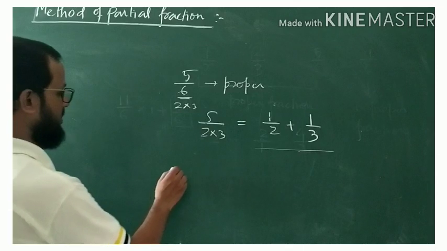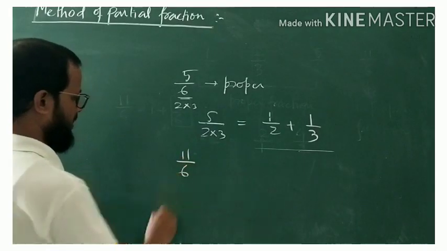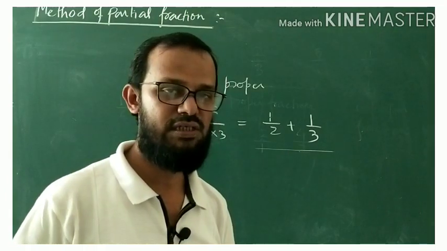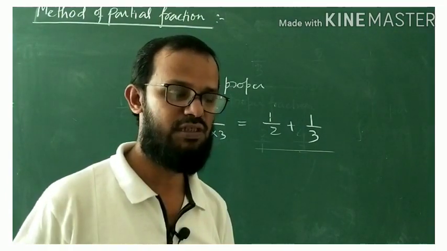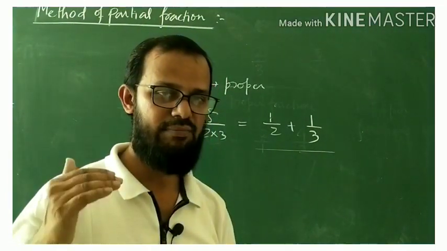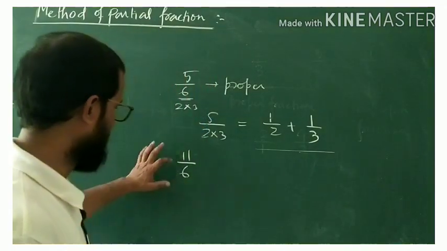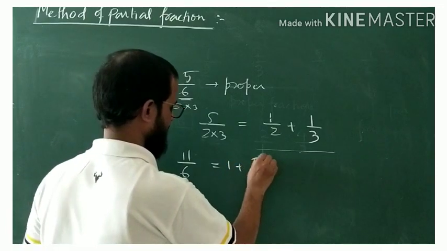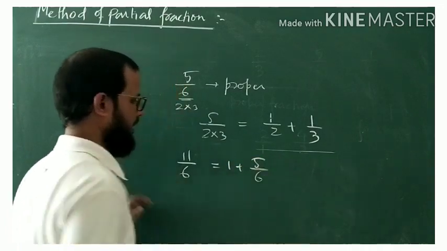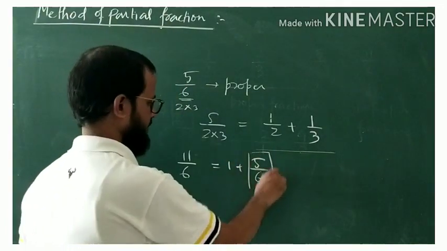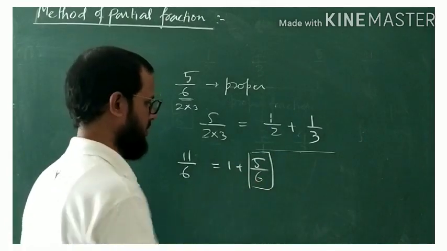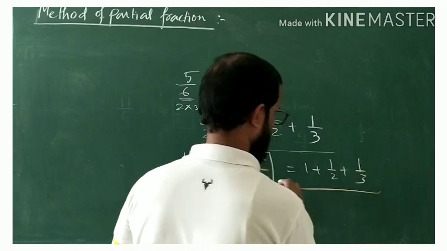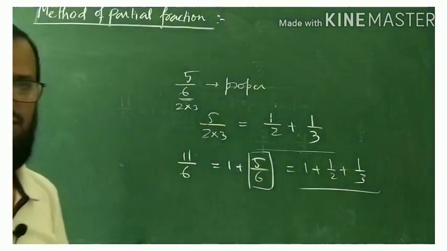Now consider, suppose, 11 by 6. It is an improper fraction. An improper fraction cannot be resolved into partial fractions directly. It can only happen after dividing. After dividing, what will be there? 1 plus 5 by 6. Now 5 by 6 is a proper fraction, and you can resolve it. You can write 1 plus half plus 1 by 3. So now it is resolved into partial fractions.